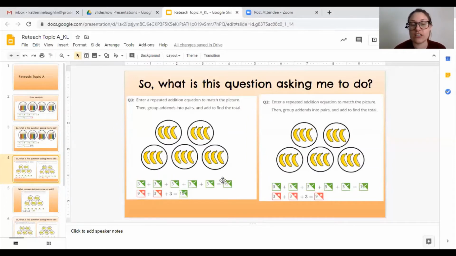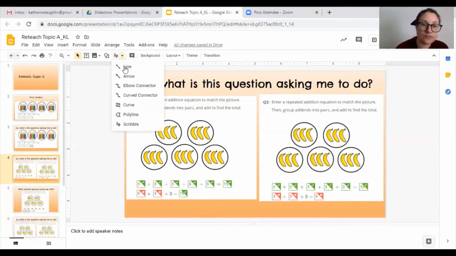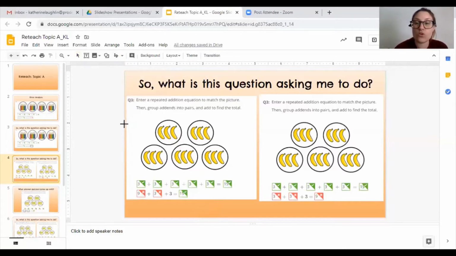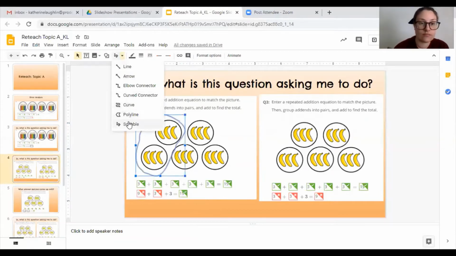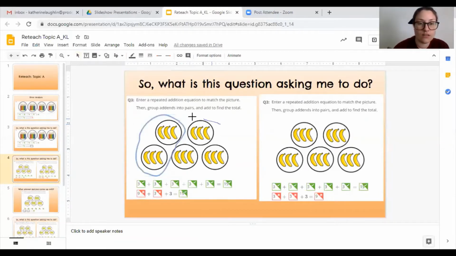Repeated addition is groups of 3. If we want to make pairs, we're going to use that little scribble tool again. And we're going to make pairs. Pairs is a group of 2. So I can only put 2 of these groups of bananas together. So here's a group of 2. And here is a group of 2.